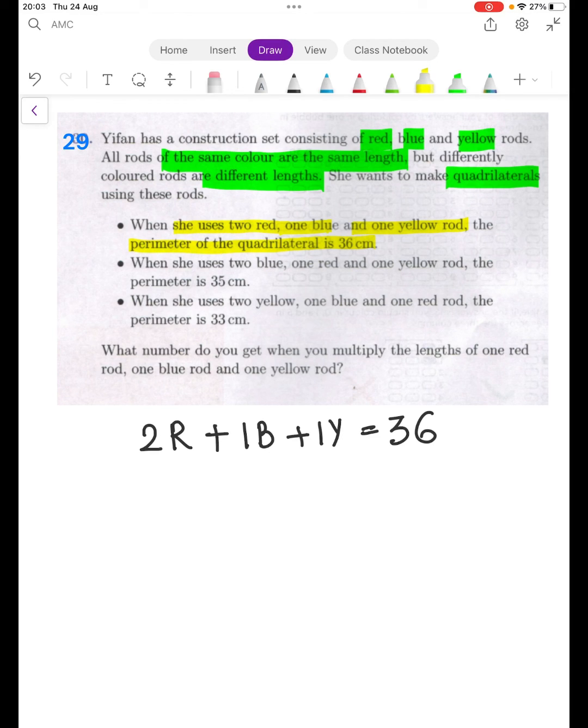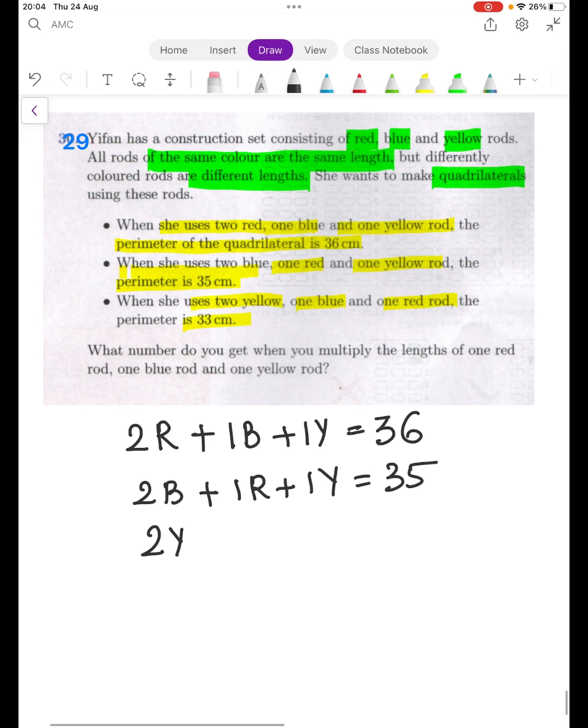I'm just making number sentences right now. When she uses 2 blue, 1 red, and 1 yellow, the perimeter is 35 centimeters. Let me go back. So 2 blue, 1 red, and 1 yellow. When we use all these, the perimeter is 35. I'm not using units right now, just making number sentences. When she uses 2 yellow, 1 blue, and 1 red rod, the perimeter is 33. All right, let's write that down too. So 2 yellow, 1 blue, and 1 red, and the perimeter becomes 33.